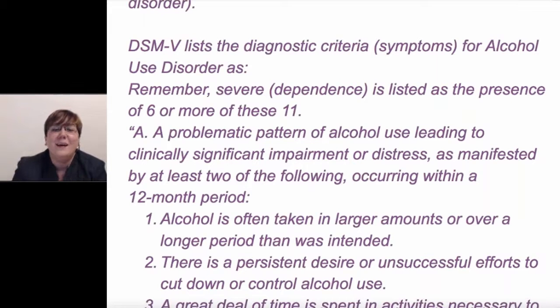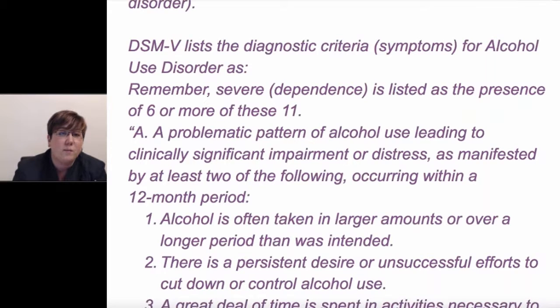It's all right. But the DSM-V lists the symptoms for alcohol use disorder, for example. They say, here are the symptoms for alcohol use disorder, and in order to be qualified as severe, which equates to dependence, the patient has to have at least 6 of the following symptoms. So the symptoms that they look out here, they say a problematic pattern of alcohol use leading to significant impairment or distress as manifested by at least 2 of the following occurring in a 12-month period. Now to be severe, they have to have 6 of these 11 that are listed under here.